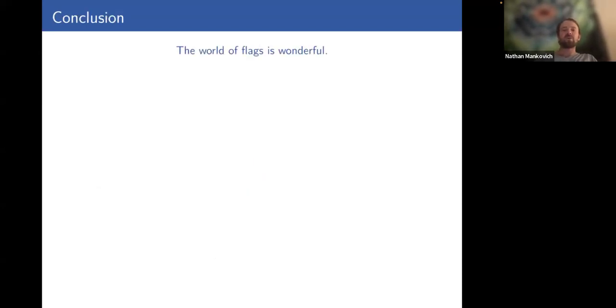So to conclude, I think the world of flags is wonderful. And I think there's a lot more work being done with this stuff than just the few things I've done. I think the door is wide open for high impact applications to problems in data science using these types of methods, especially if you want some sort of invariance to rotations or products of rotations.